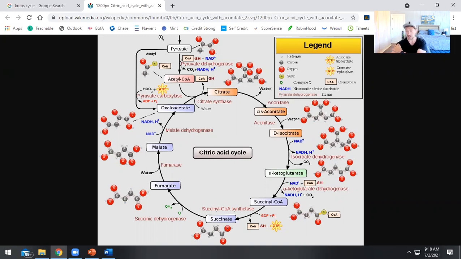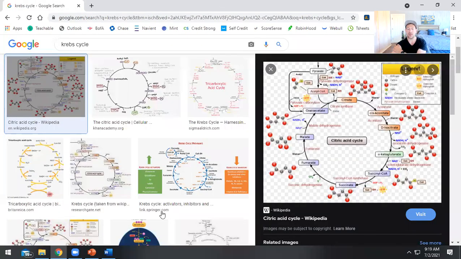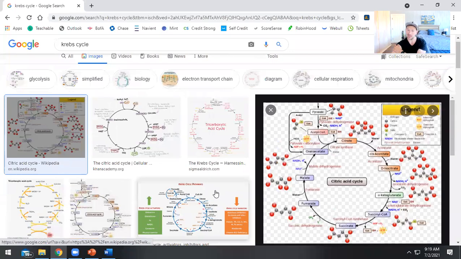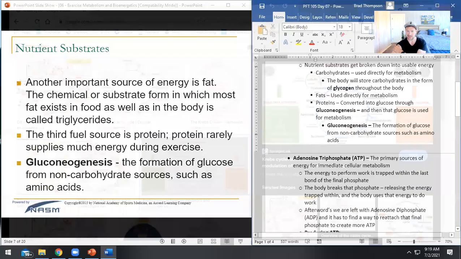And with enough oxygen, this is what we call beta oxidation. With oxygen levels that are high enough, your body can basically jump right to this step, generate some acetyl-CoA, and go through the Krebs cycle. This is basically what keto diets are entirely based on.